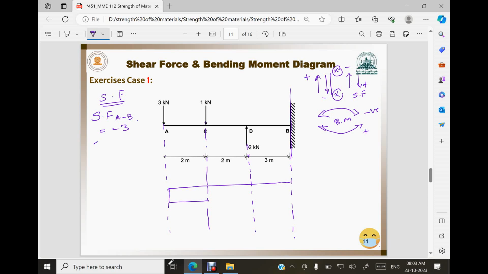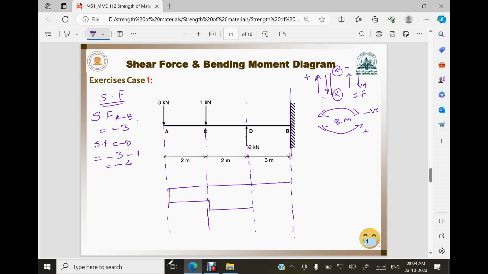Okay. Now shear force between C and D. Anywhere if I am keeping up to this point between C and D, on the left side, what are the forces I have got? I have got the forces -3 and then again -1, that is -4. So I have -4 over here.